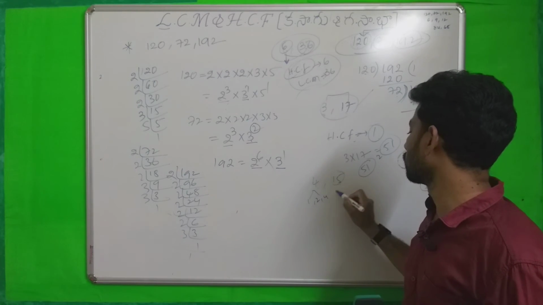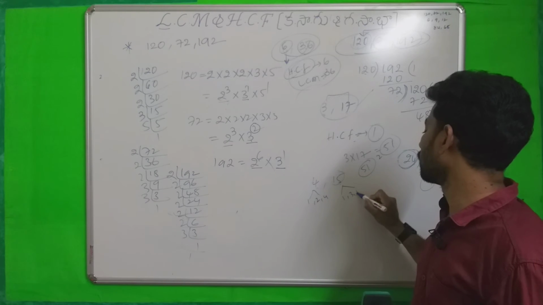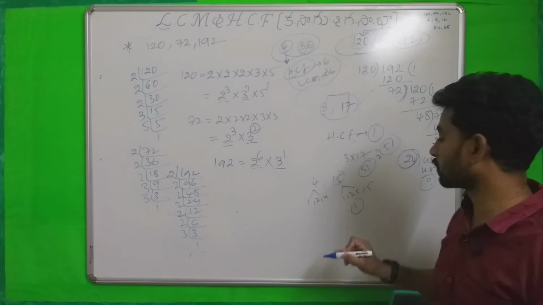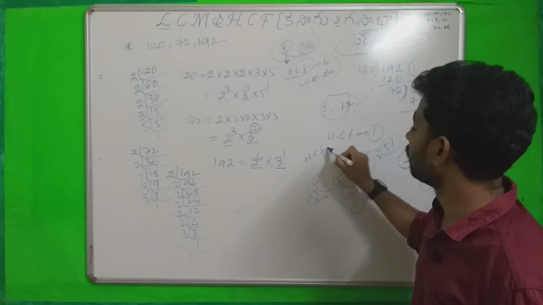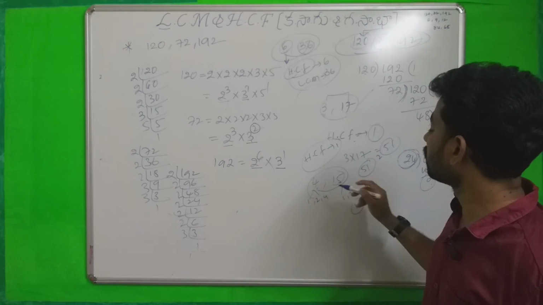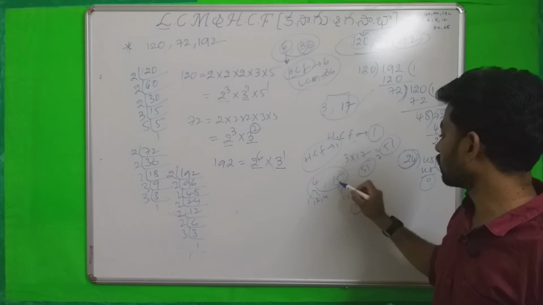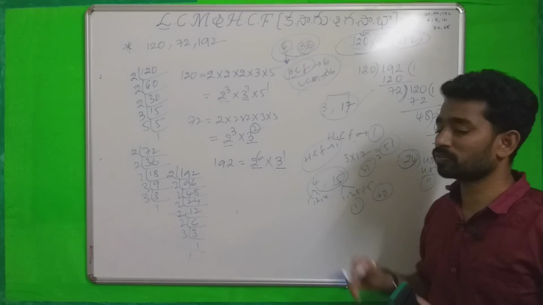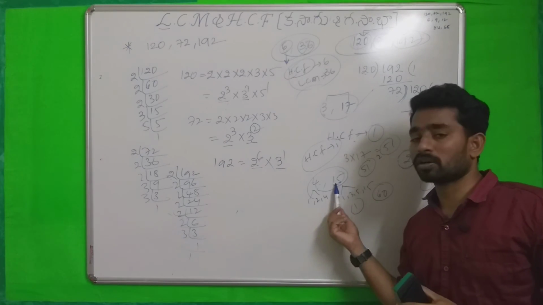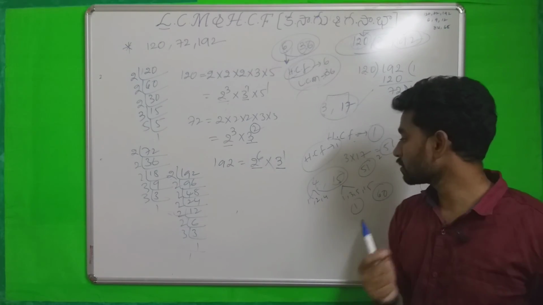The factors are 1, 2, 4, and here 1, 3, 5, 15. So the highest common factor is 1. These are called co-primes. Their HCF is 1. Their LCM is also their product. So what is the LCM? You will get 60. 60 is the LCM of these two, because these two are co-primes, Sahapradhana Sankyalu.